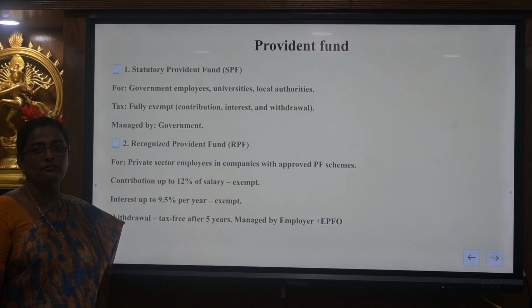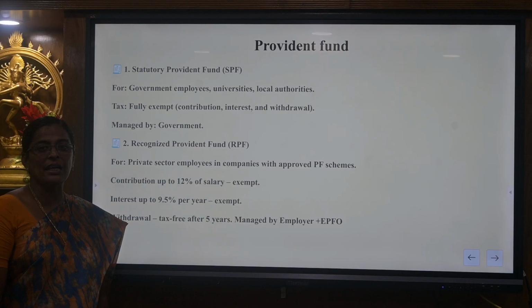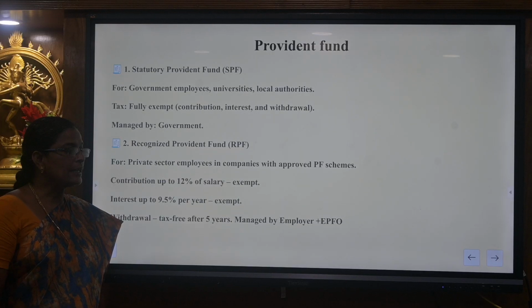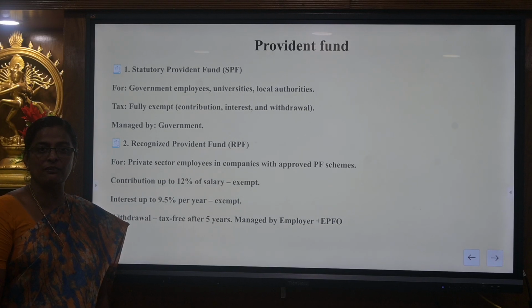The next one is Provident Fund. Provident Fund can be classified into four: Statutory Provident Fund, Recognized Provident Fund, Unrecognized Provident Fund and Public Provident Fund. The first one is Statutory Provident Fund. The Statutory Provident Fund is usually taken by government employees and it is fully exempted from tax. And the second one is Recognized Provident Fund. The Recognized Provident Fund is usually provided to private employees and it is accepted by the Commissioner of Income Tax.